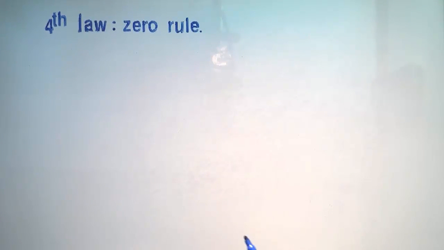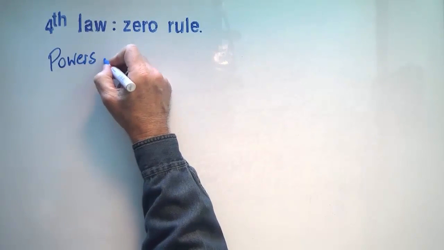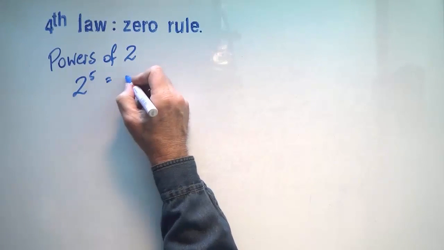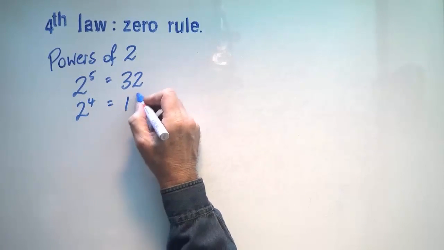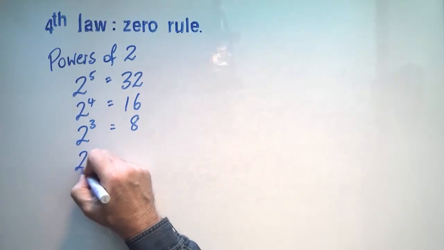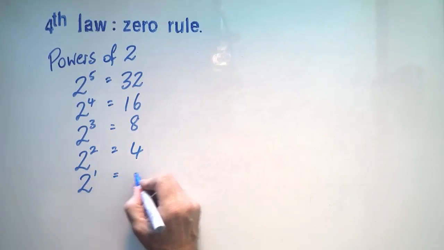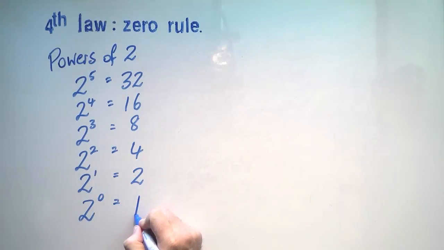Now I want to look at the 4th law, also known as the zero rule. Let's start by listing the powers of 2. We know that 2 to the 5th power is 32. 2 to the 4th power is 16. 2 cubed is 8. 2 squared is 4. 2 to the 1st power is 2. And 2 to the 0 equals 1.